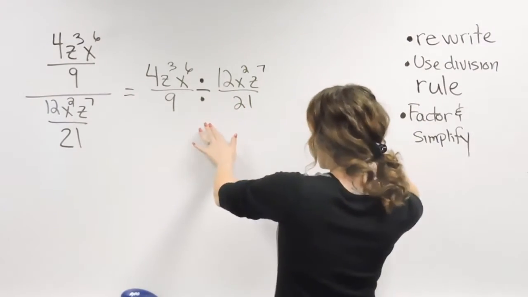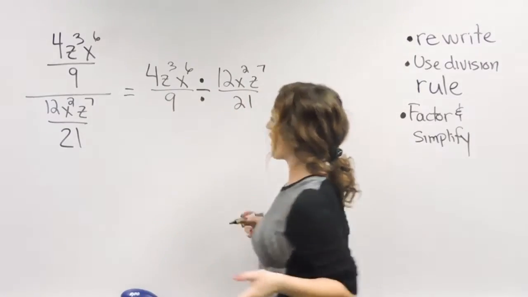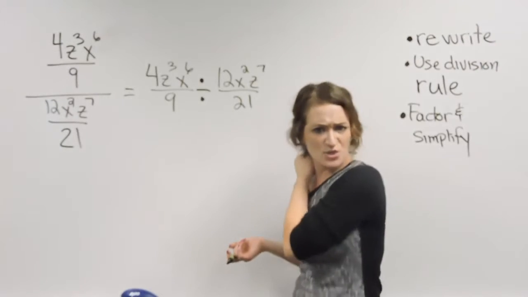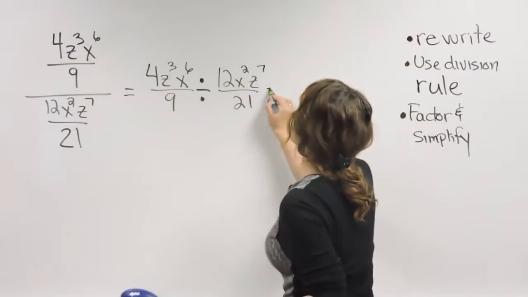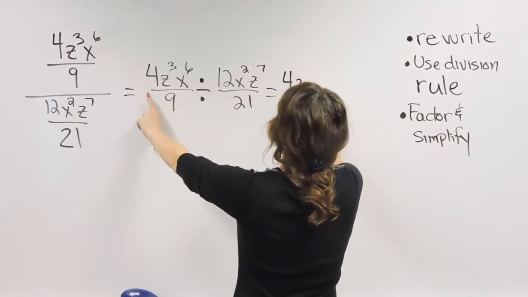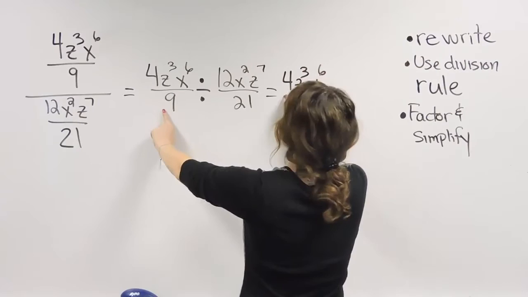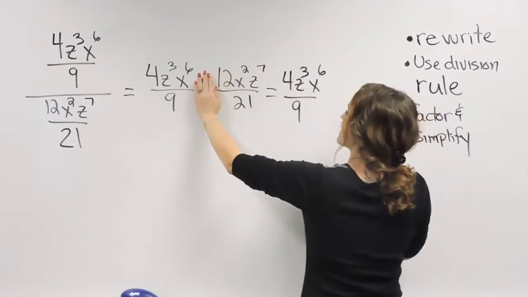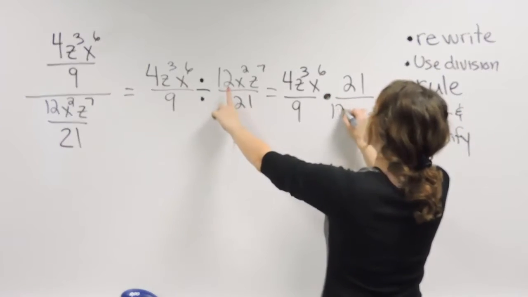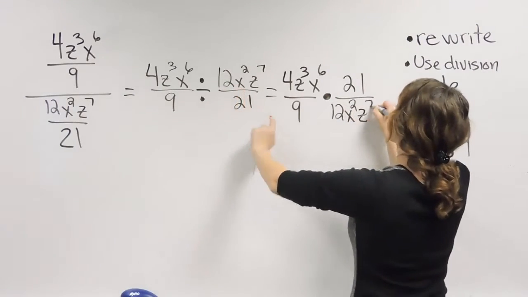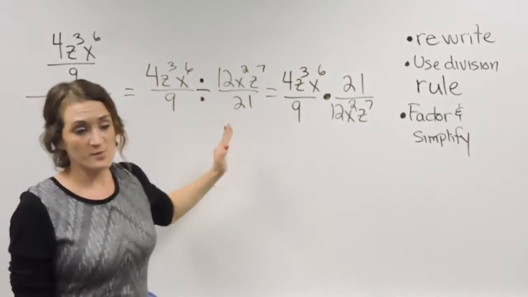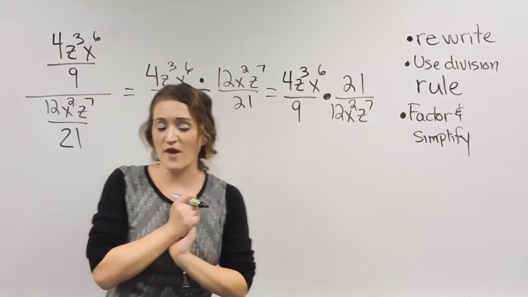Because if I'm dividing here, I just see dividing two fractions. Well, we need to remember the rule for dividing fractions. So how do we divide fractions? The rule says we keep the first one. So we're going to keep 4z cubed x to the 6th over 9. We change the division symbol to multiplication. And we flip the second one. So we take the reciprocal of the second fraction. So keep, change, flip. That's the rule for dividing fractions.